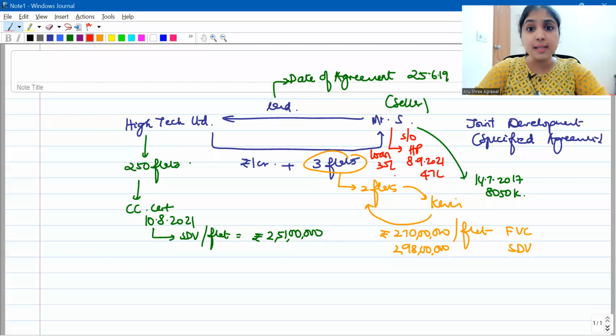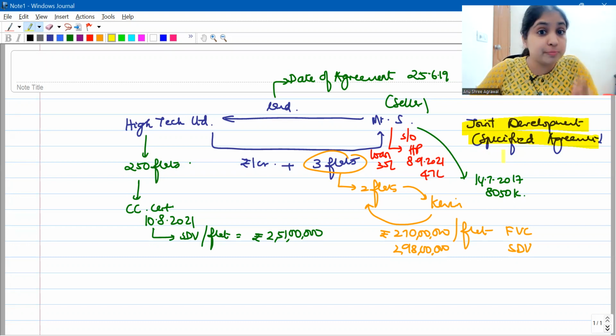Yes. The biggest and the most important discussion in this question will be about the joint development agreement, also called the specified agreement. I hope you've understood how to spot it. Right? The seller is selling a property. He's selling his immovable property. He's selling his land to Hitech Limited. Now, Hitech Limited on this land is going to be constructing 250 flats. And out of those 250 flats, the seller, Mr. S, is going to be getting a share in those 250 flats. He's going to be getting 3 flats. This is a classic joint development agreement.